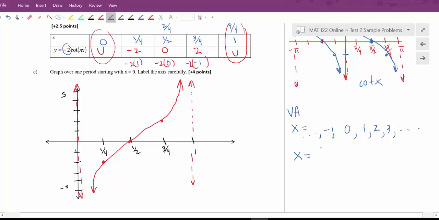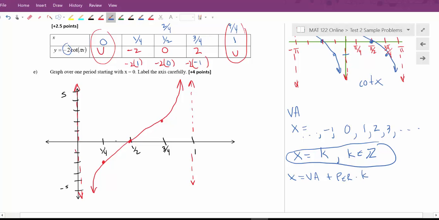So you could just say x equals k, with k being an integer. Okay, and then that would be a good equation of the vertical asymptotes like that. Okay, the formula is x equals a vertical asymptote plus period times k.